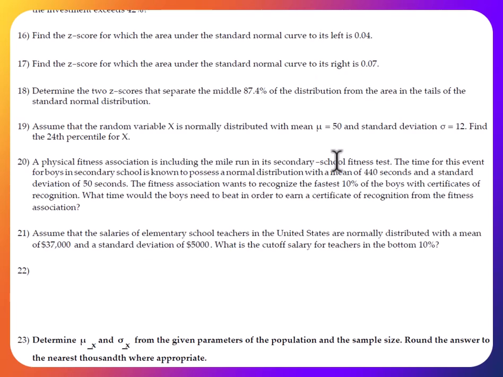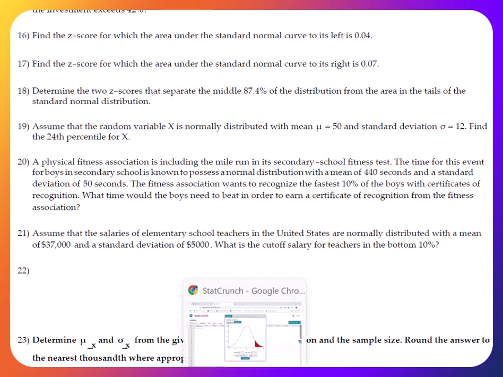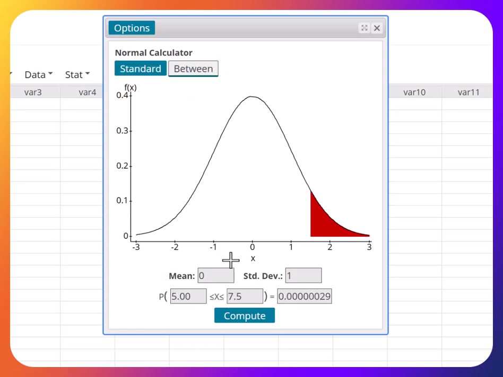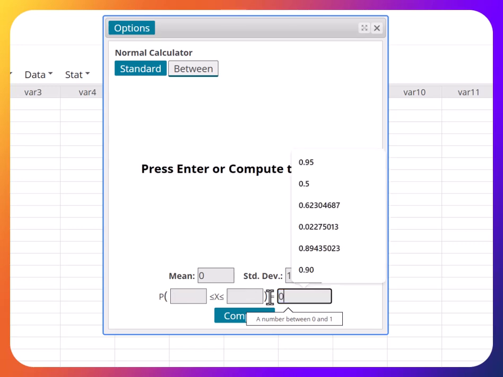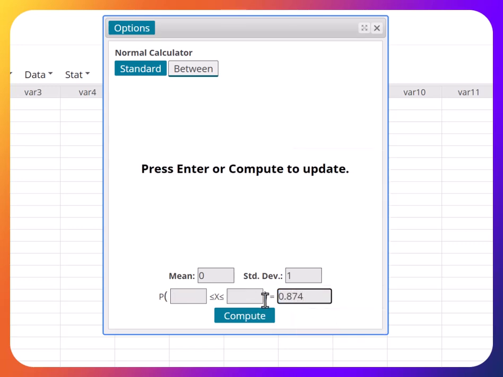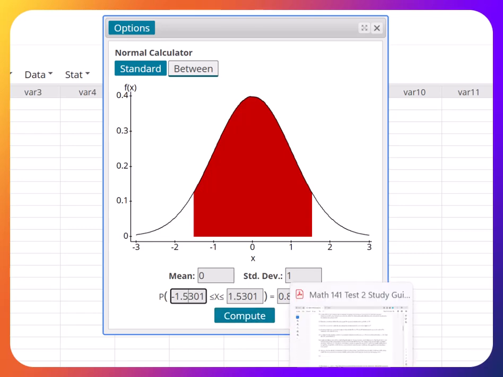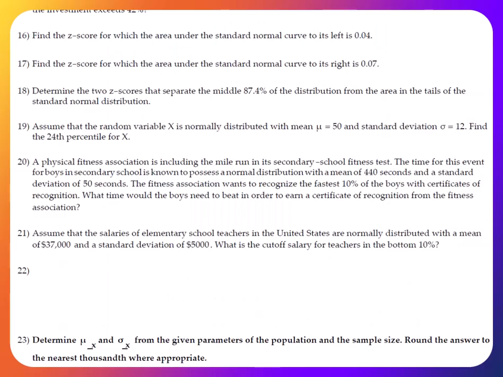Okay, here's how we do this one. Go to between, because it's the middle, and put here 87.4%, which is 0.874. Hit compute, and you're gonna get the two z-scores. One is negative right here, and one is positive right there. So the answer will be z equals negative 1.53 and z equals 1.53.